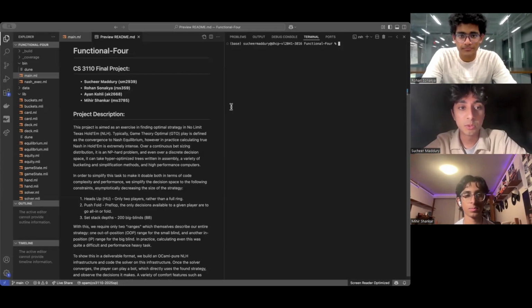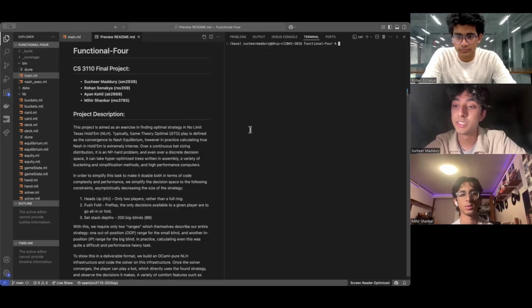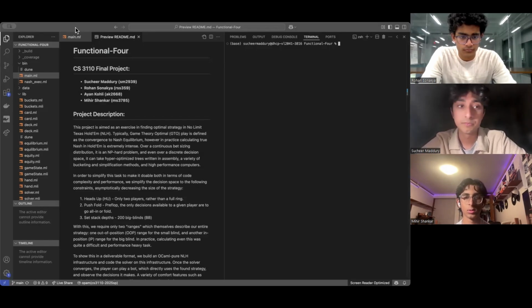Hello, everyone. This is our project for 3110, and it aims to model no limit hold'em. You can play a simplified version of heads up, which is called heads up push fold. Basically, your only options in this variant of poker is to either go all in pre-flop or just fold. By doing this, it makes it much easier for us to actually solve and find true optimal strategy in comparison to if we were working with the full decision space.